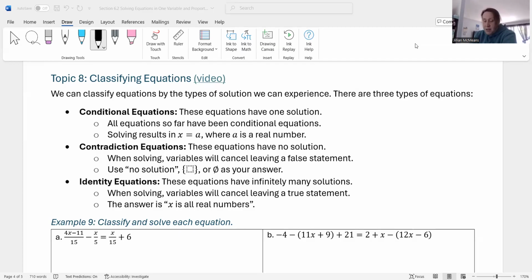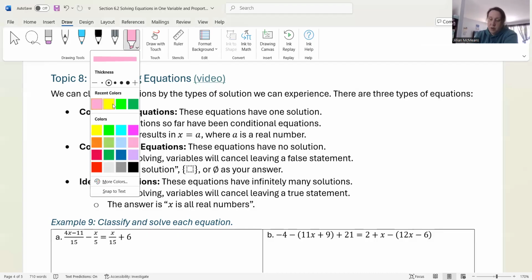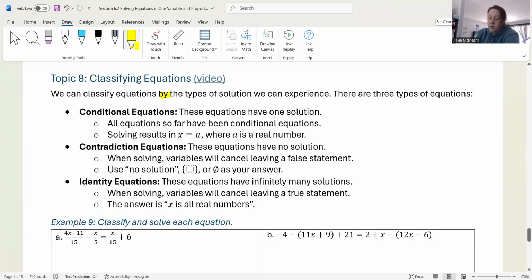So it says here we can classify equations by the type of solution we can experience. So by type of solution. And there are basically three types of equations, okay? The first type of equation is called a conditional equation. Okay, these are the equations that have one solution. So for us, linear equations in one variable, one solution, a conditional equation.